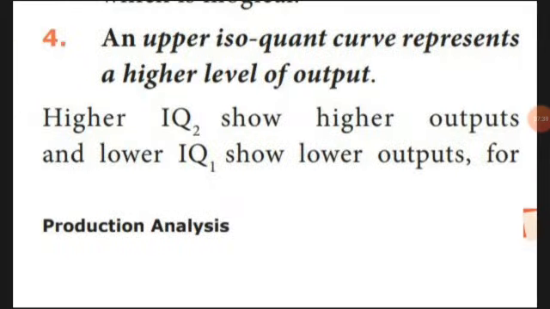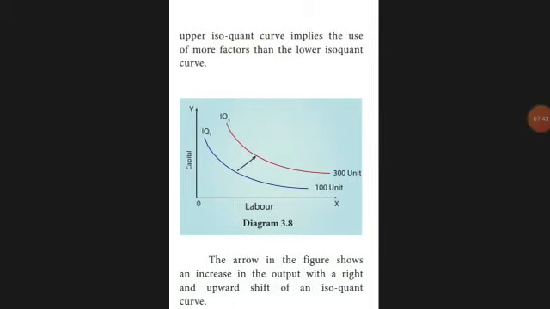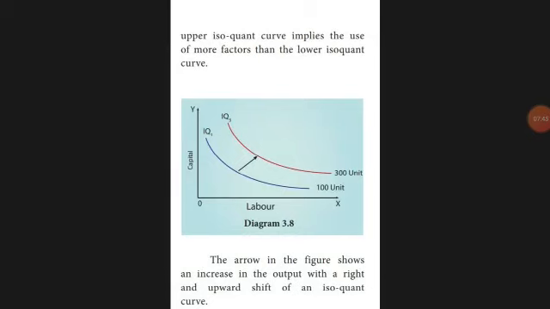So next, the upper isoquant curve represents a higher level of output. See the diagram here. The upper red color line shows the higher output. The blue line below shows the lower output. The arrow mark in the middle shows the upward shift. If the arrow mark is downward, it is a downward shift.